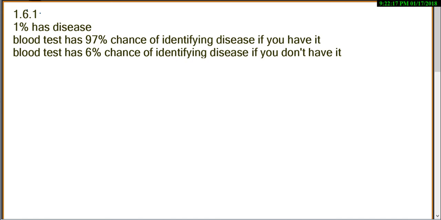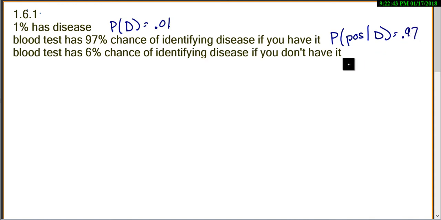Before you even look at what you're supposed to be doing, I like to go through and write out in symbols what they've actually told me here. So 1% has the disease. I would say that's the probability of disease equals 1% or 0.01. And then it says the blood test has a 97% chance of identifying disease if you have it. So I would write that's the probability that you get a positive if you have the disease equals 0.97. And the test has a 6% chance of identifying the disease, so probability that you get a positive if you don't have it, so not diseased, equals 0.06.